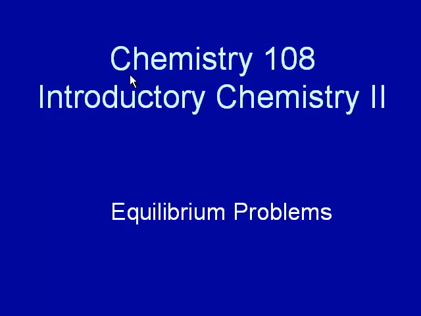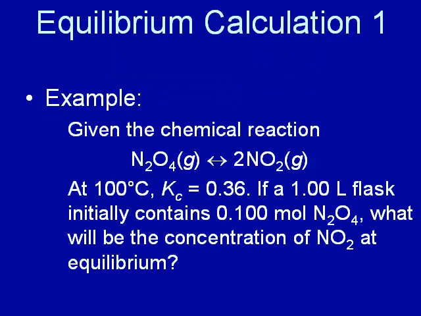Okay, in this video lecture, we're going to go over some of the equilibrium problems that we ignored in class for Chemistry 108, Introductory Chemistry 2. Let's go to the first problem here. We're given a reaction here, N2O4 goes to 2NO2.